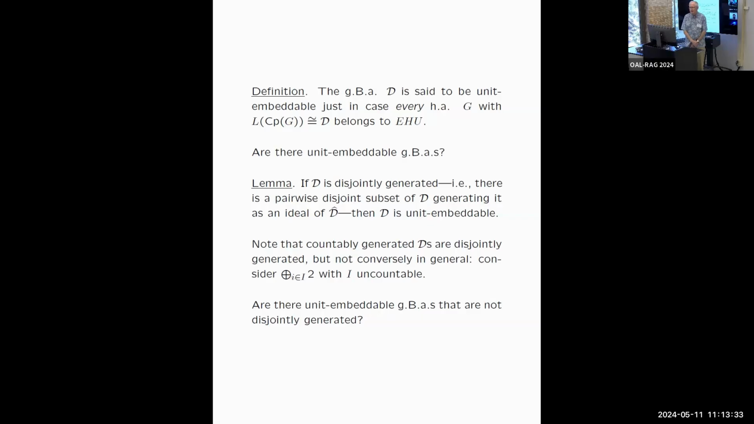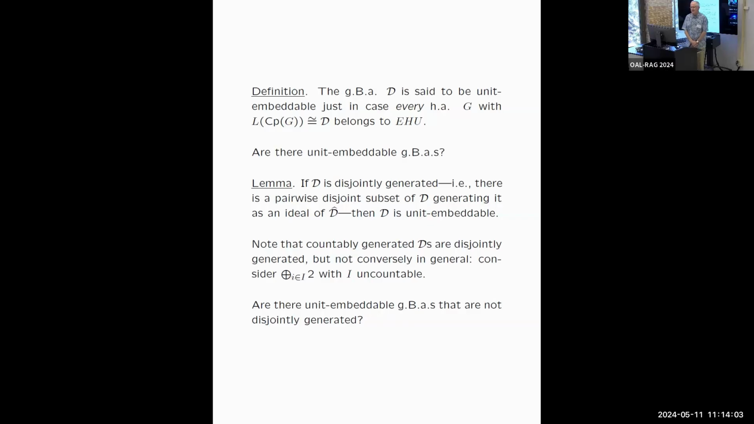There are others, these generalized Boolean algebras, which if your hyperarchimedean L group has that as a distributive lattice, it can be embedded in a hyperarchimedean L group with a unit. And it turns out there are some. And in fact, there's a result that's proved by a relatively simple algebraic argument that shows you these exist in profusion. Namely, if your generalized Boolean algebra is disjointly generated, then it's unit embeddable.